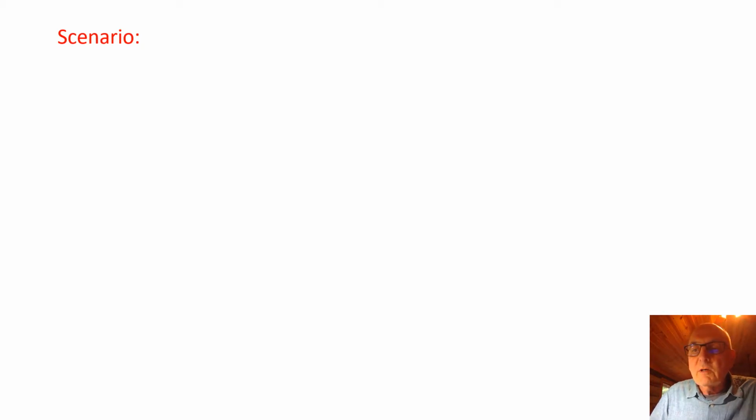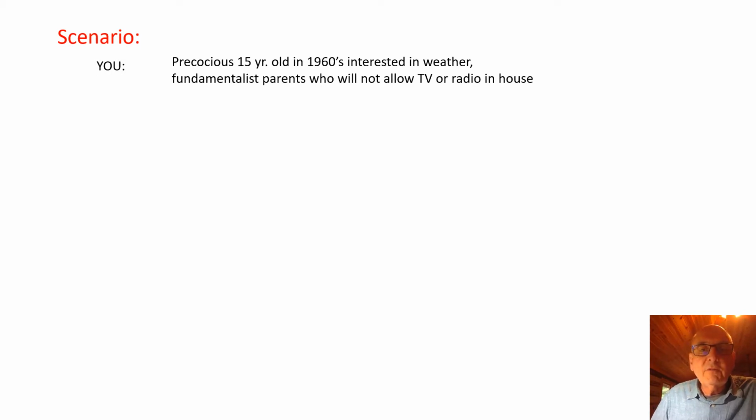So this is the scenario. You are a precocious 15-year-old. This is the 1960s. You are interested in weather, but you've got fundamentalist parents who won't allow TV or radio in the house. So this restricts your source of information about the weather. And your aim is to try to estimate the daily temperature in your backyard. Or what you would be interested in is, say, the maximum daily temperature in the backyard.